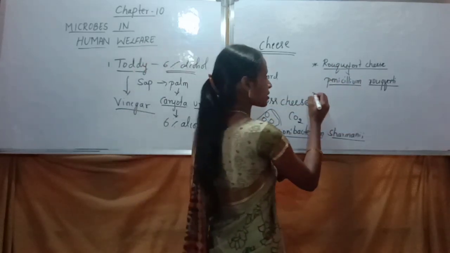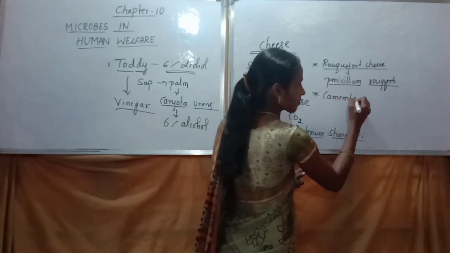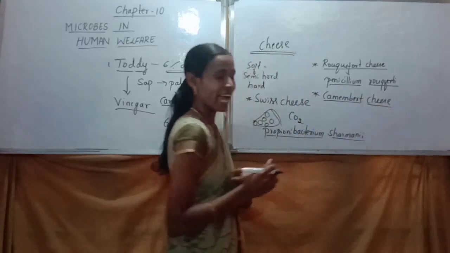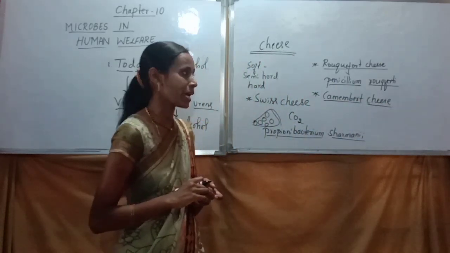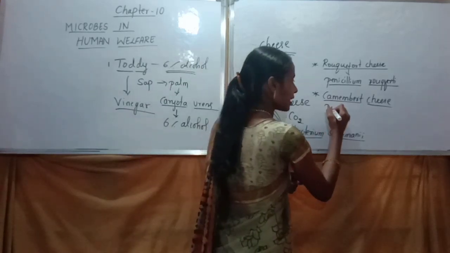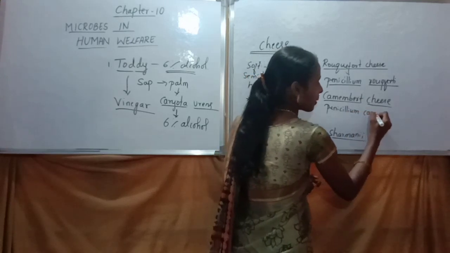And one more type of cheese is called Camembert cheese. This Camembert cheese is ripened with the help of the growth of a fungus called Penicillium camemberti.